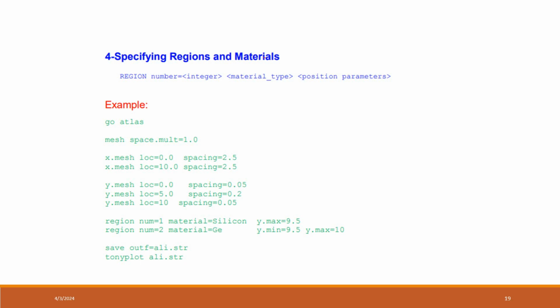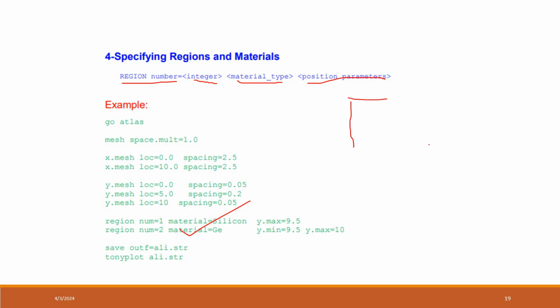We have to define region and material. What is the format of defining a region? You have to write the region number, an integer value, then what material you are using, then the position of that region. The same thing is given here: region number one, material equal to silicon, y maximum value, y minimum value. One more thing: y maximum, y minimum, and what is the x maximum, x minimum?